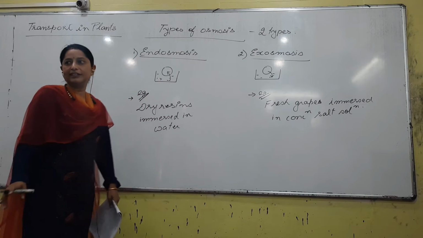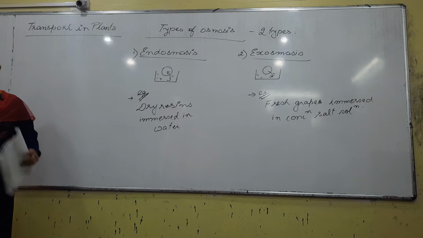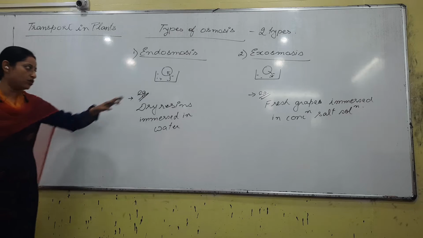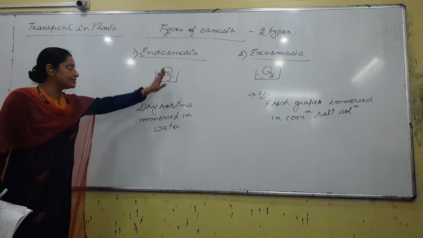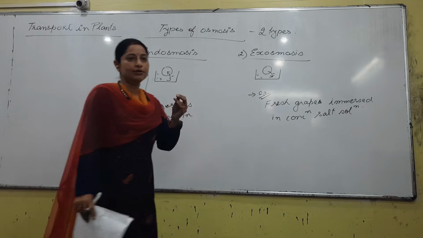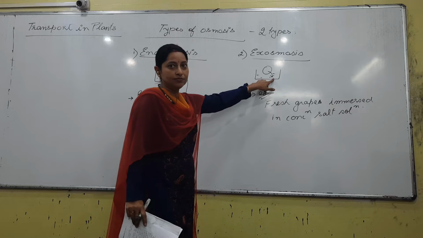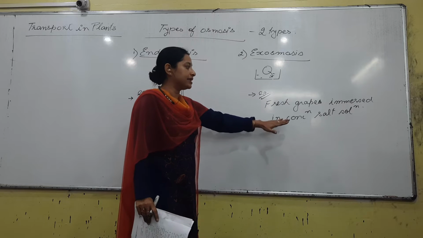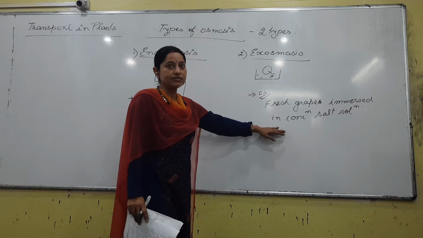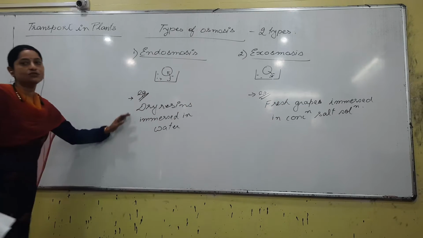I think this is more than enough. Endo-osmosis: the cell will take in the liquid or the water and then it will swell up. This is called endo-osmosis. Example: dry raisins immersed in water. If you put raisins in water, they swell up. And in exo-osmosis, obviously the contents will come out because of the concentration. Example: fresh grapes immersed in concentrated salt solution. Fresh grapes will shrink, right? And the dry raisins will swell up.